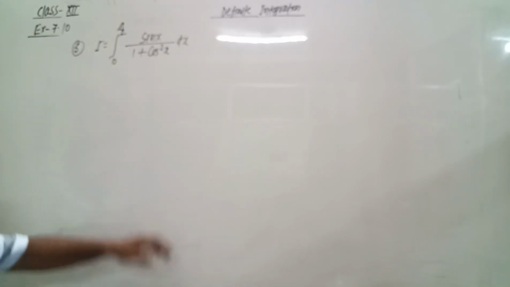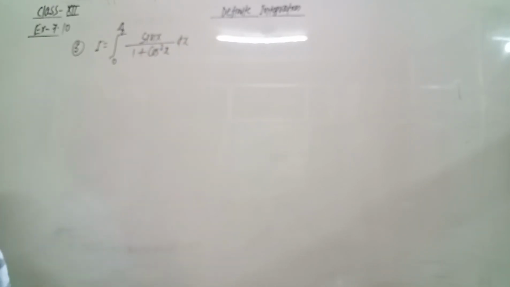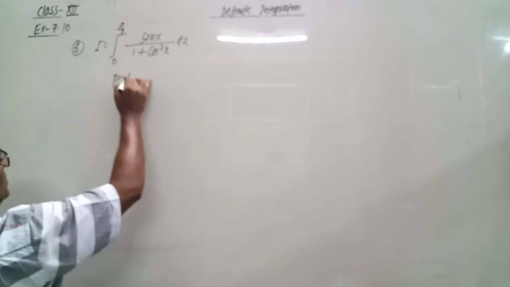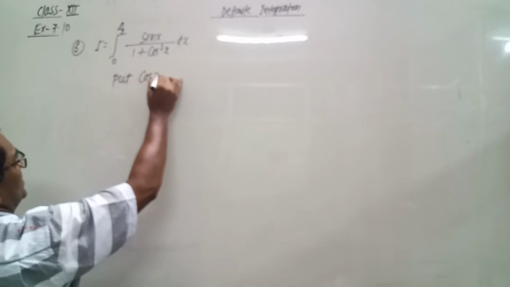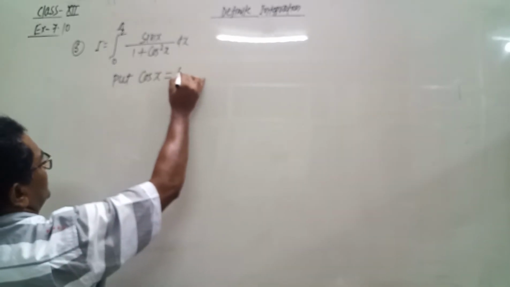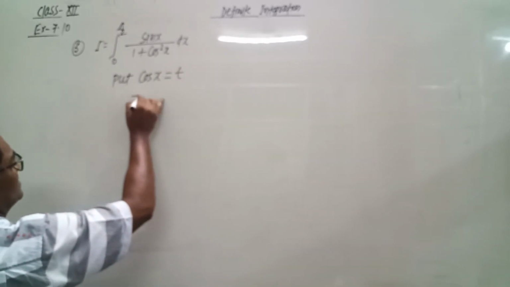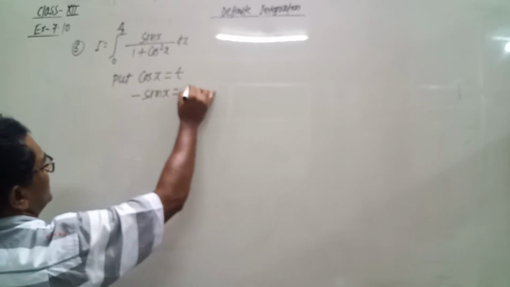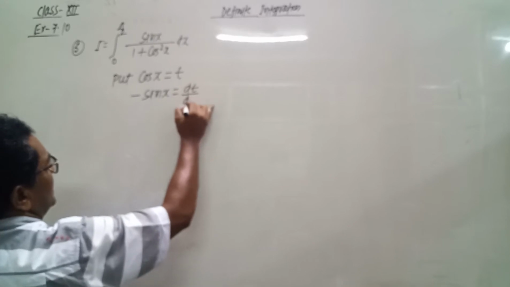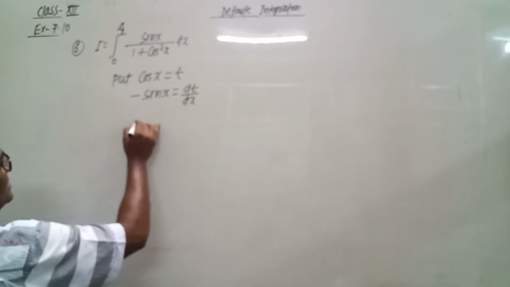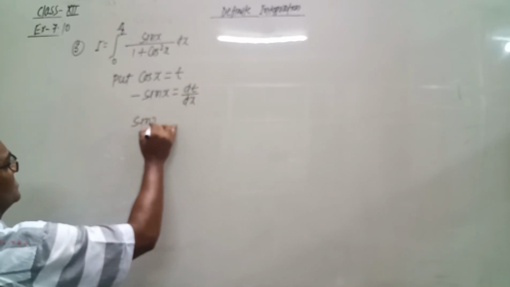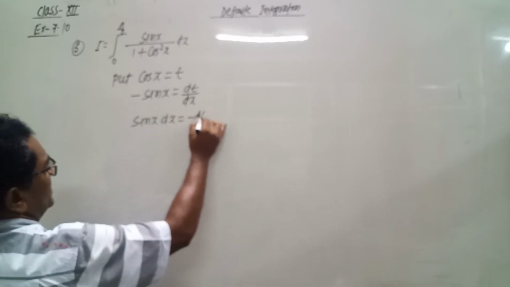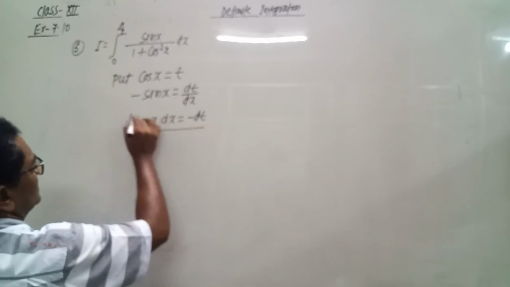So we know the differentiation of cos x is minus sin x. So we put cos x equals t and differentiate both sides with respect to x. Differentiation of cos x is minus sin x and differentiation of t is dt by dx. Then sin x dx equals minus of dt, multiplying both sides by minus.